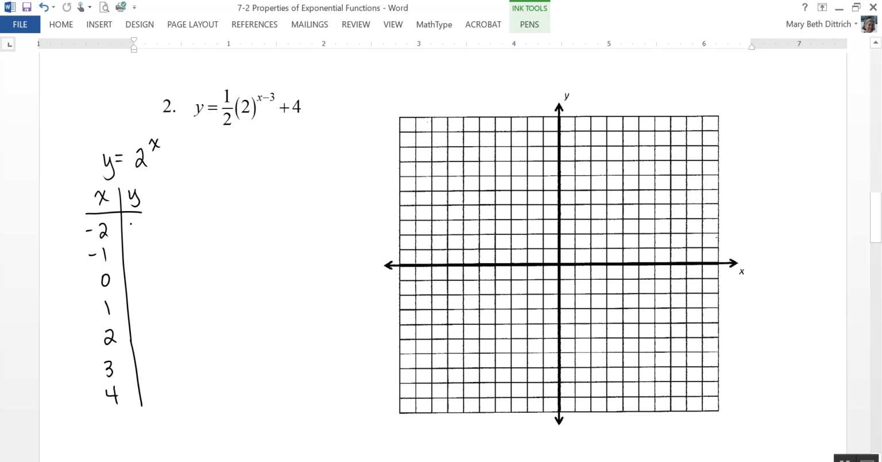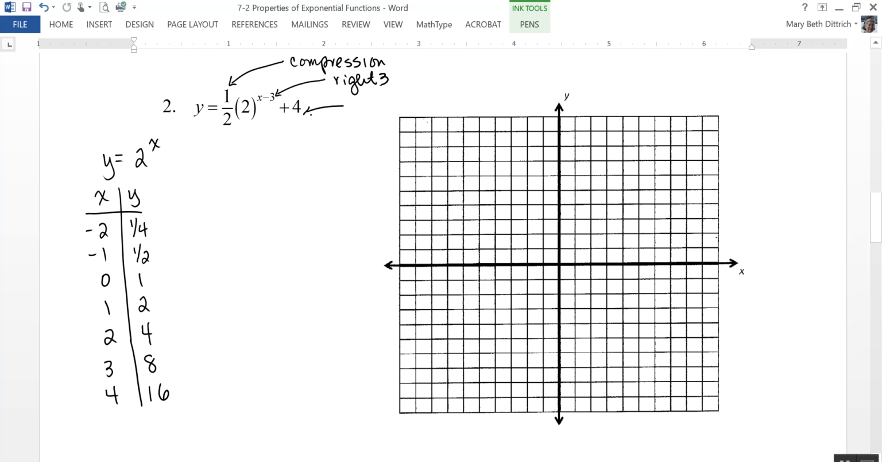So 2 to the negative 2 is 1/4. 2 to the negative 1 is 1/2. 2 to the 0 is 1. 2 to the 1 is 2, 4, 8, and 16. Now let's take a look at what we have here. This right here, my a value is 1/2, so that's going to be a compression. And my negative 3 right here means I'm going to move right 3.